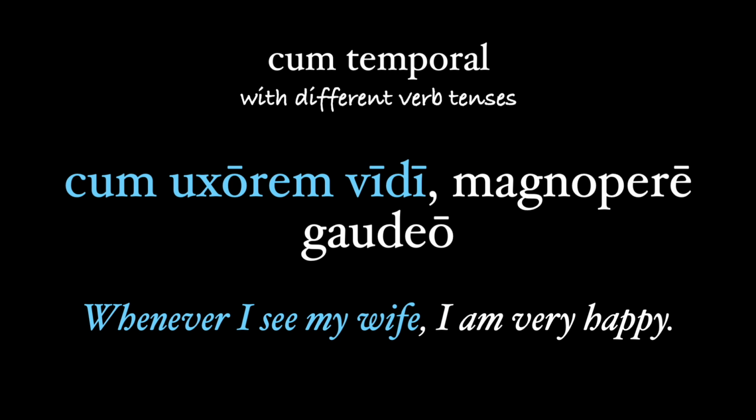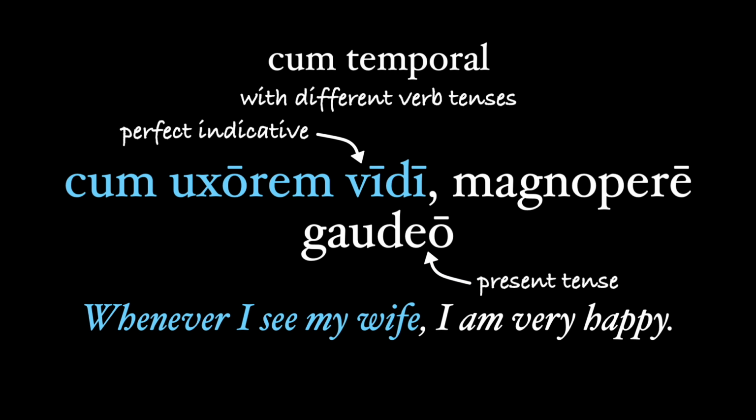Conversely, when the verb in the cum clause is in the perfect tense, but the main clause verb is in the present tense, we can translate both verbs in the present tense, and our cum is more like a whenever. Like, cum uxorem vidi, magnopere gaudeo. Whenever I see my wife, or more literally, whenever I have seen my wife, I am very happy.